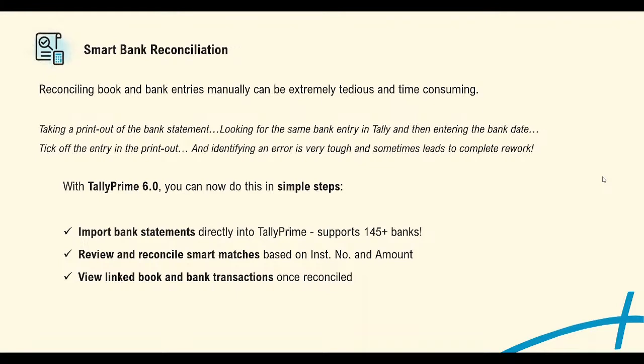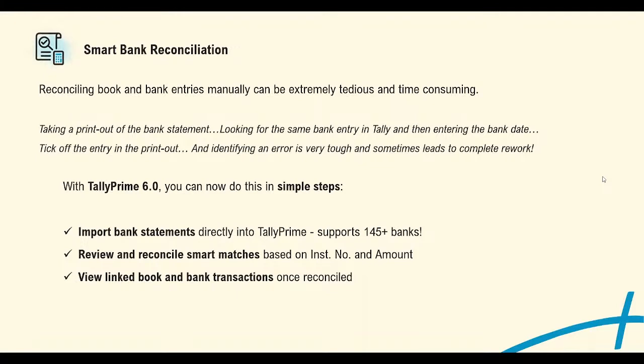Usually we have seen that they print out a bank statement and then look for that entry in Tally, and after that they enter the bank date. I think the release prior to 6.0 had that facility where you can enter the bank date. We still have it. You can do it that way as well, but usually businesses have been doing it that way. And then after that is done, you tick off the entry in the printout, and if there is an error, then it becomes very tough to figure out where that error has happened. And usually when something like that happens, it may lead to rework also, right?